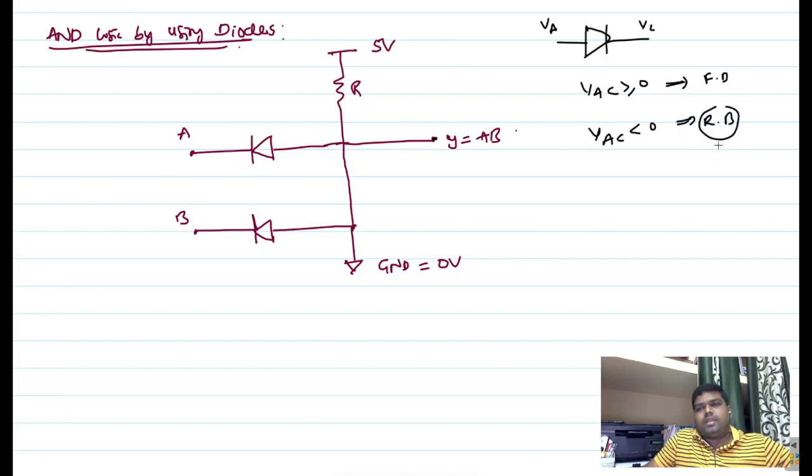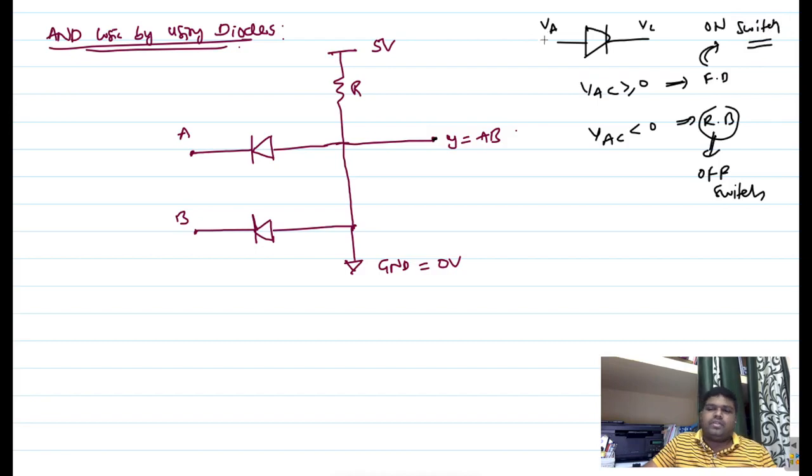In reverse bias condition, a diode will act as an off switch. In forward bias condition, the diode will act as an on switch. In the previous case, we were taking only switches, okay. But if you are taking a diode also, the diode will also act as a switch, right.